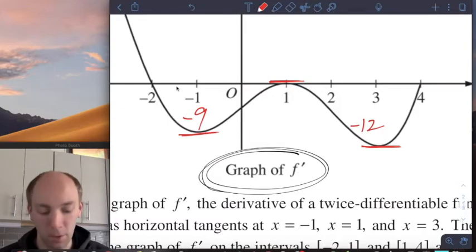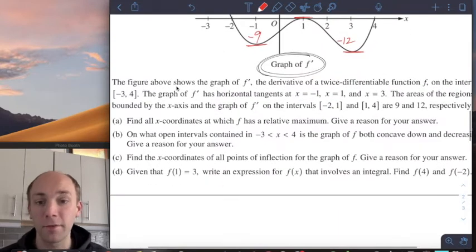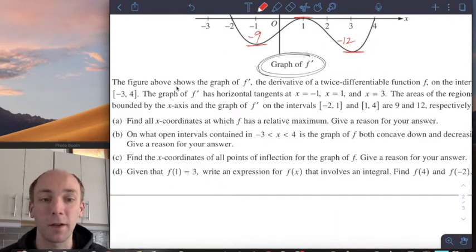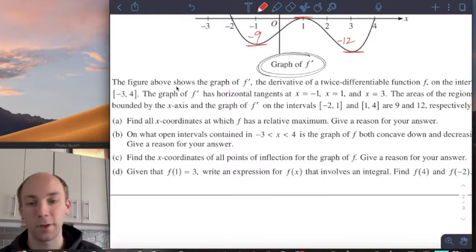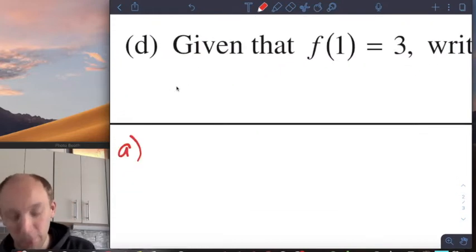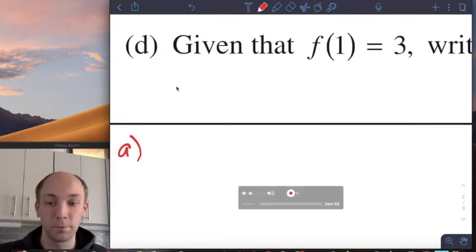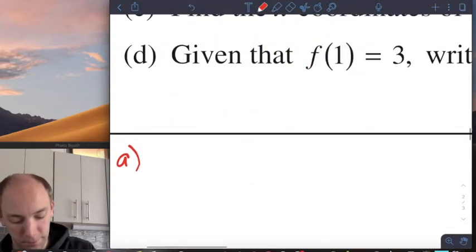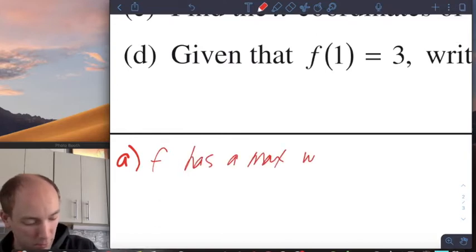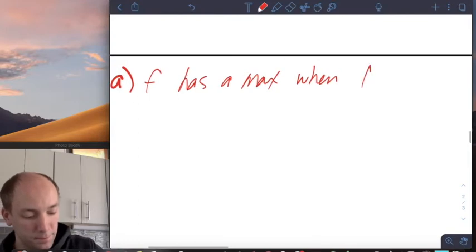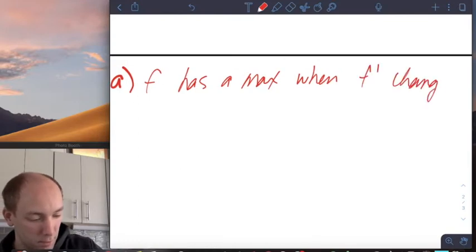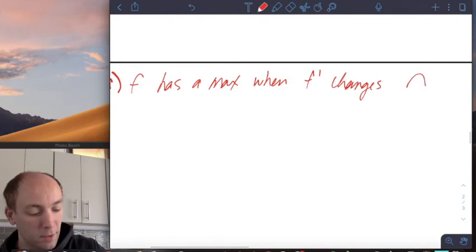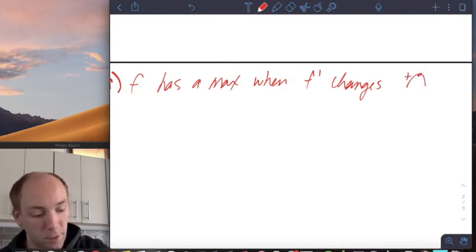Part A, find the x-coordinates at which f has a relative maximum. Give a reason for your answer. So on part A, when do I have a maximum? Do you remember? F has a max when f prime changes. Let's think about what a maximum looks like. A maximum looks like this. So when it changes, the slope would be positive and then negative.